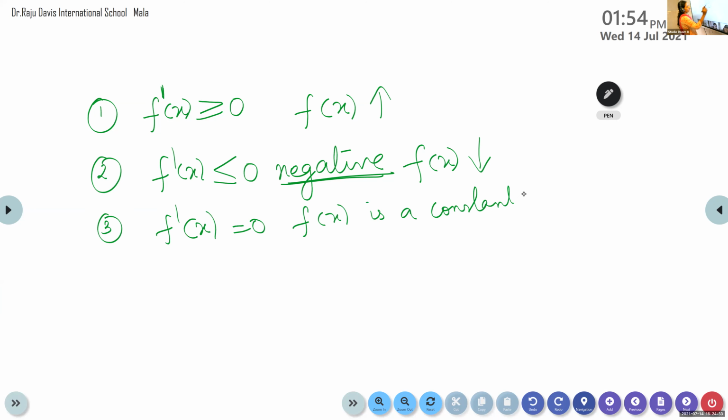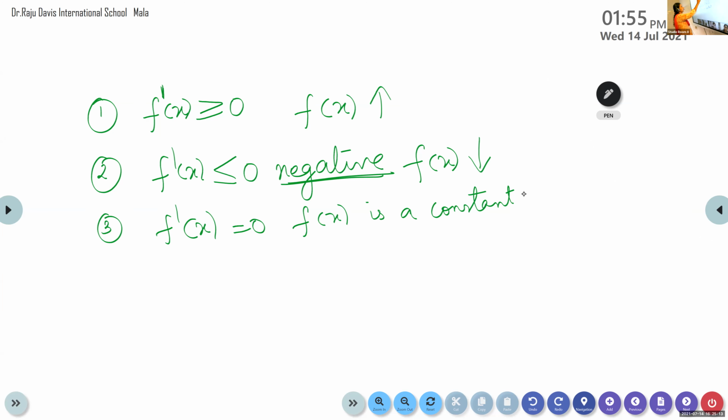If f dash of x, when we find the derivative, is positive, positive means increasing, negative means it is decreasing. F dash of x is 0 means we can say f of x, the given function, is a constant function. In other words, it is said to be stationary. No change is there. So f dash of x positive means f of x is increasing. F dash of x less than 0 means it is a decreasing function. And f dash of x is 0, it is a constant function.